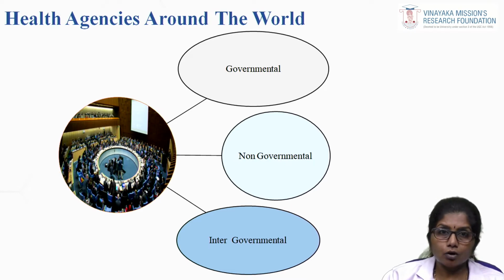The international health organizations are broadly classified into governmental agencies, non-governmental agencies, and intergovernmental agencies. Governmental agencies are supported by public taxation and operated by national or state government. Non-governmental agencies are legally constituted organizations which are operated independently from any government, which means they act according to their own regulations, whereas intergovernmental organizations function based on agreement between the nations.